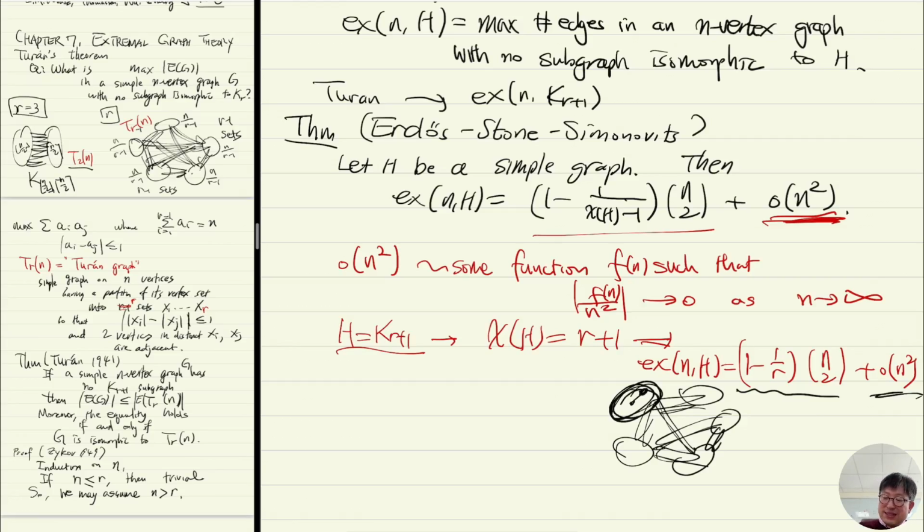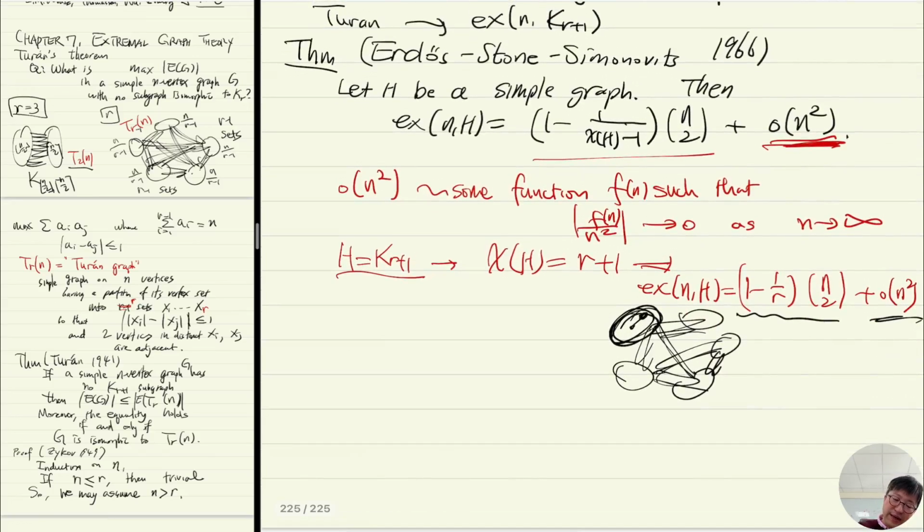So this is exactly what happens when H is a complete graph, and this describes the asymptotic growth for Turán's theorem. The Erdős–Stone–Simonovits theorem generalized it fully. So for any graph H, the maximum number of edges in a graph having no subgraph isomorphic to H is determined by the chromatic number of H. We're going to see the proof of that.